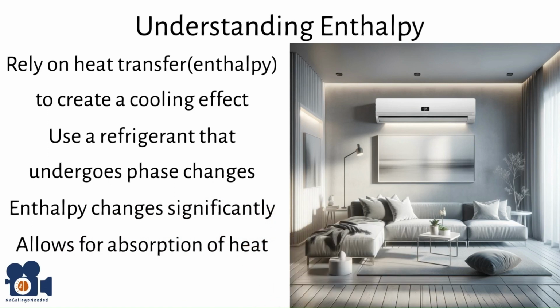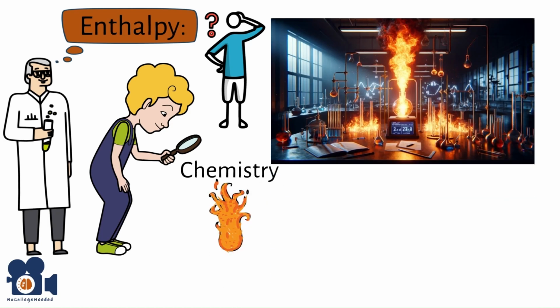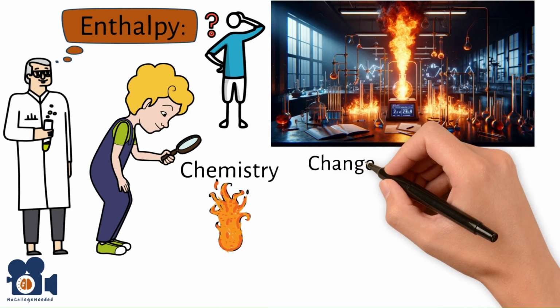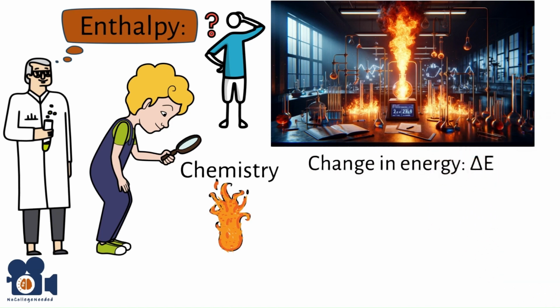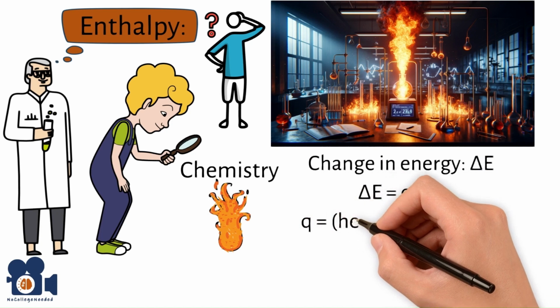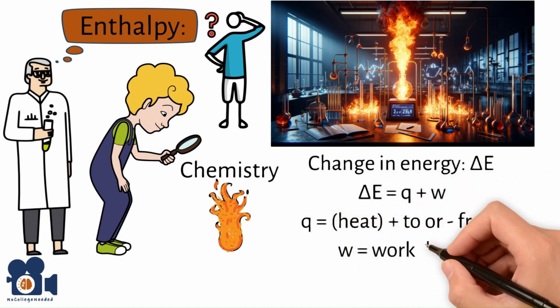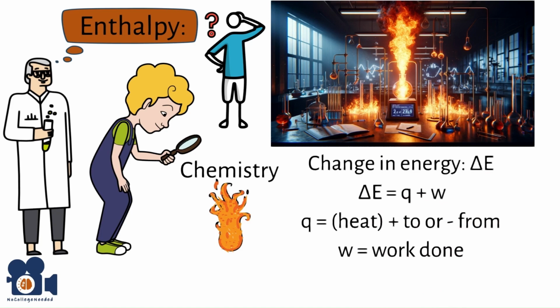We'll go over the specifics of AC with a great example of its cooling effects later in the video once enthalpy is explained a bit more. In my opinion, the best and simplest way to think of enthalpy is to associate it with heat. However, technically, heat is defined in the equation for change in energy with delta E equals Q plus W, where Q equals heat added to or taken from the system, and W equals work done by or on the system.